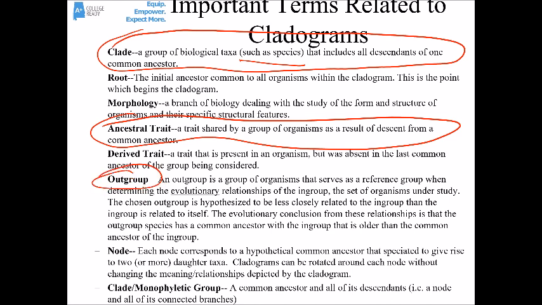A node is a point on a cladogram where a split occurs and different species branch off from a common ancestor. It's important to note that in cladograms, the branches of the cladogram can be rotated around the node without changing the evolutionary relationships depicted in that cladogram. And then finally, a clade or a monophyletic group is a common ancestor and all of its descendants, all of the branches and nodes that branch away from that common ancestor.